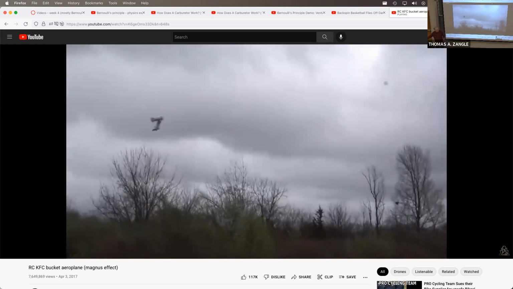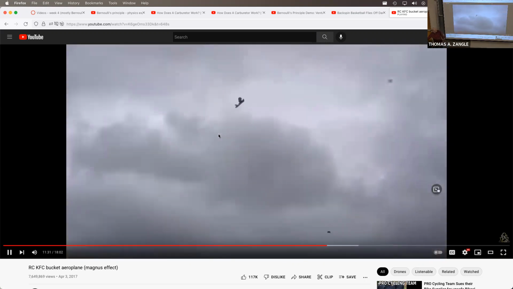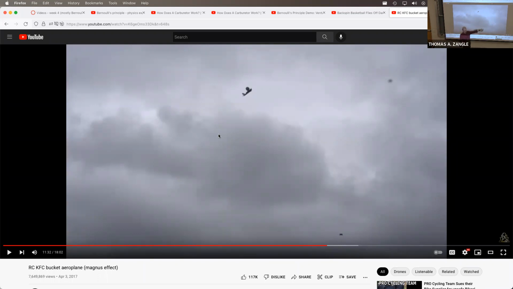Not the most elegant plane in the world, but it does work. It eventually crashes. But the principle holds, right? We can use this backspin thing to make a basketball do something crazy off the dam. We can also use it to make something actually fly.